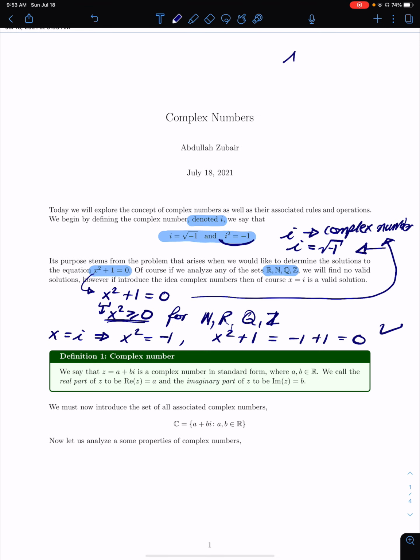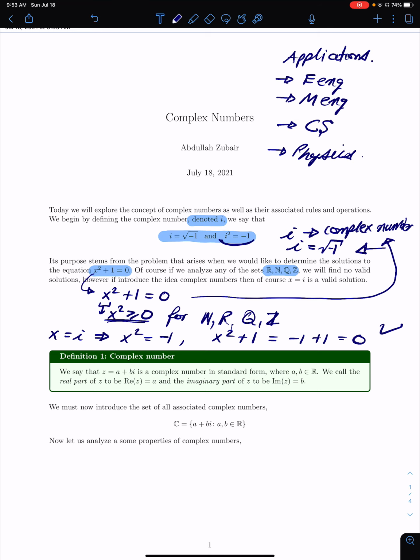And they also, if you want applications, they also arise in electrical engineering, mechanical engineering, computer science, physics, etc.